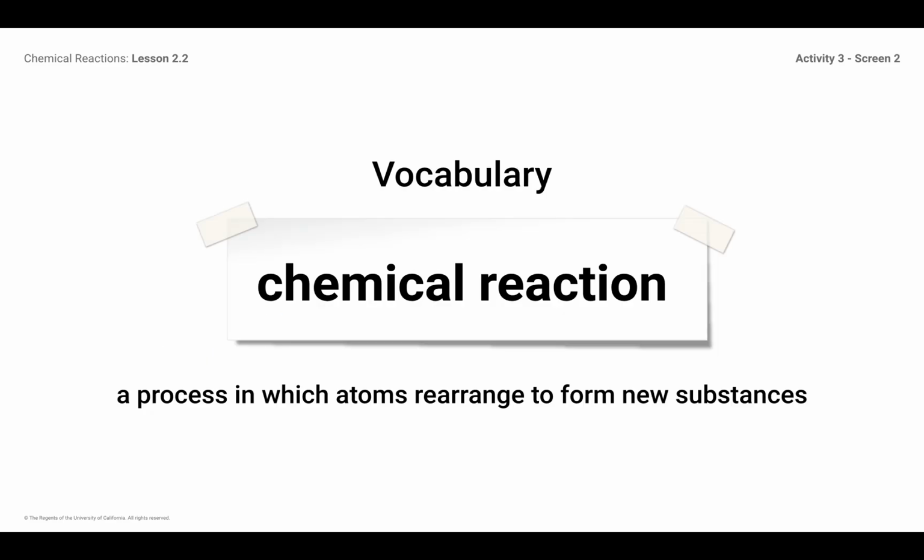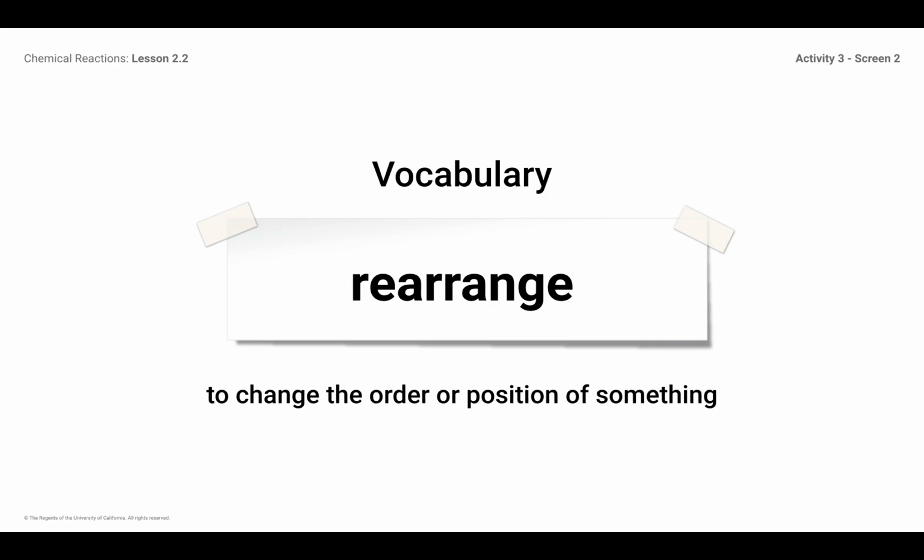Okay? Vocabulary terms for this lesson, chemical reaction. It's a process in which atoms rearrange to form new substances. And then the word rearrange is to change the order or the position of something.